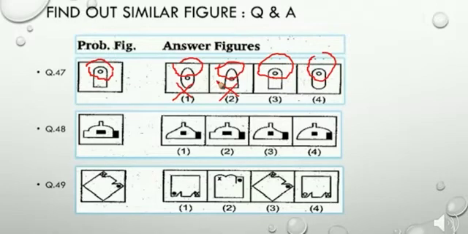Now let's check for the other areas. Let's check for this remaining area whether this is available here. In option 3 it is available, yes, but in option 4 it is not the same because here it is curved, it was not curved in the problem figure. So the answer for question number 47 is option 3.